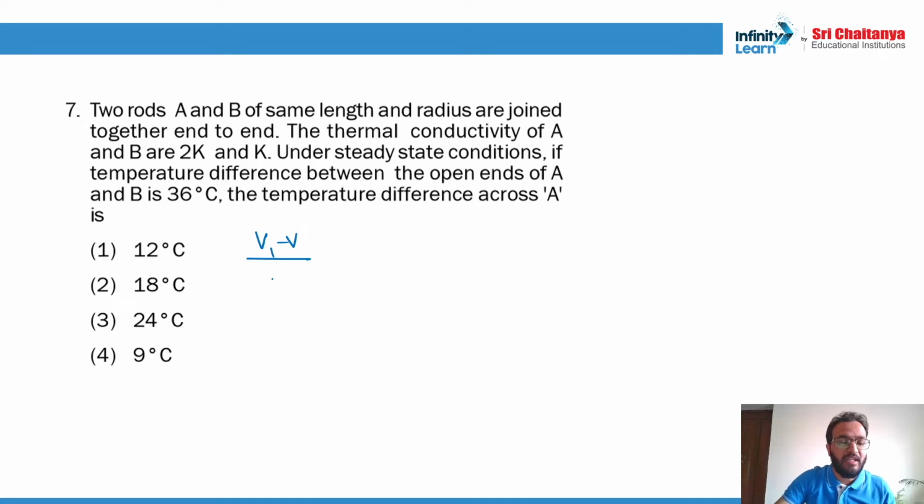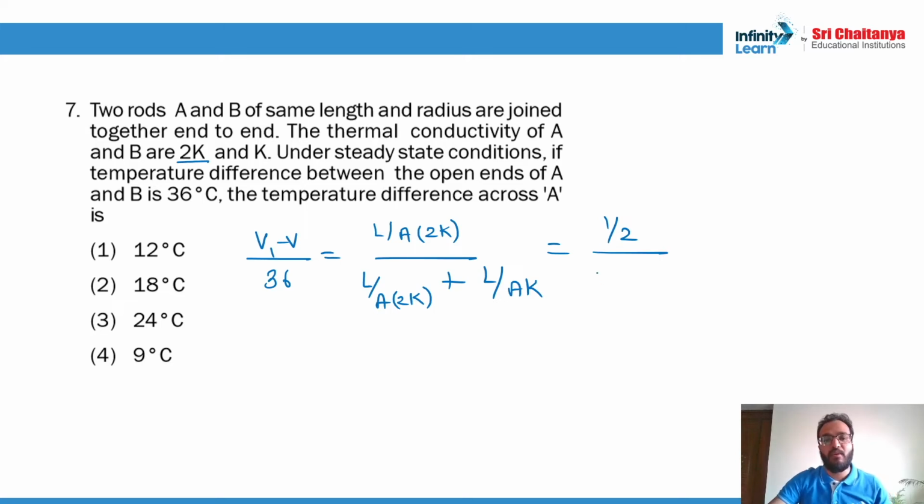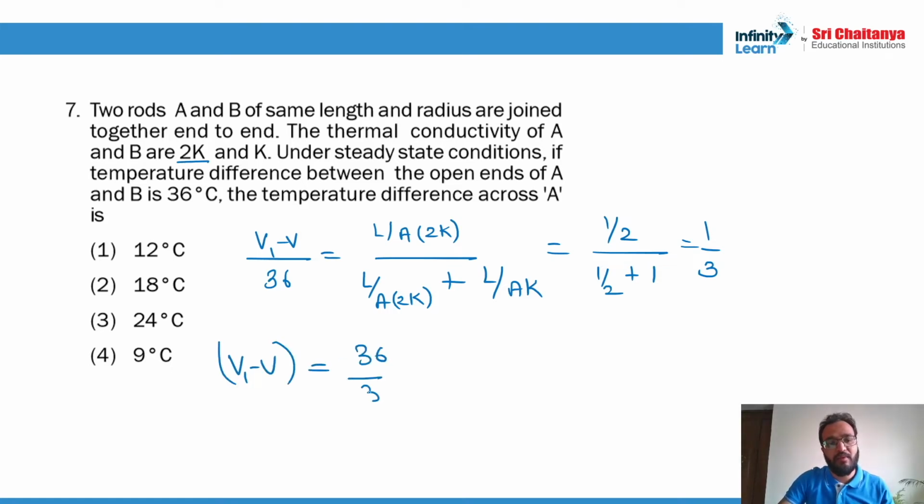V1 minus V upon 36 is equal to R1, that is L by A into 2K, upon L by A into 2K plus L by AK. So it will become 1 by 2 upon 1 by 2 plus 1, that is 1 by 3. So V1 minus V that we want is 36 by 3, that is 12 degree centigrade. First option must be correct.